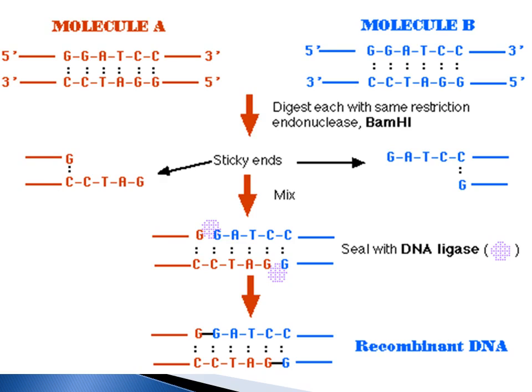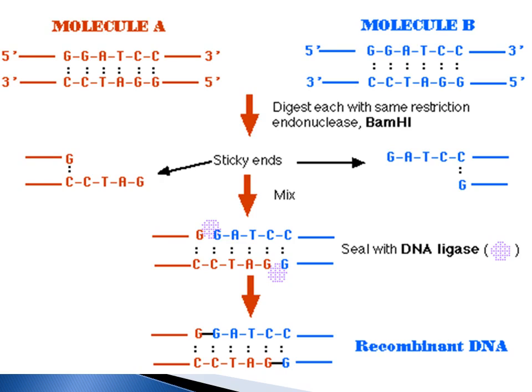And here we are again. We have 2 different molecules, molecule A and molecule B. In this case, we're digesting with the enzyme BamHI. BamHI recognizes the sequence GGATCC, and it's going to cut between the 2 G's.